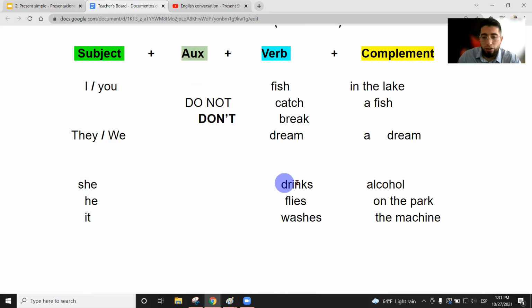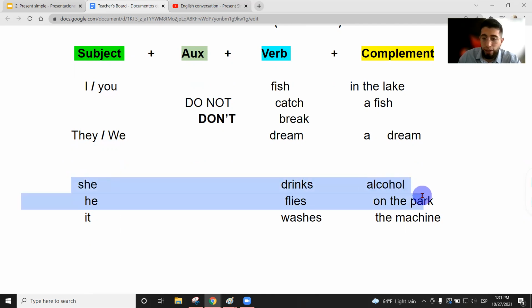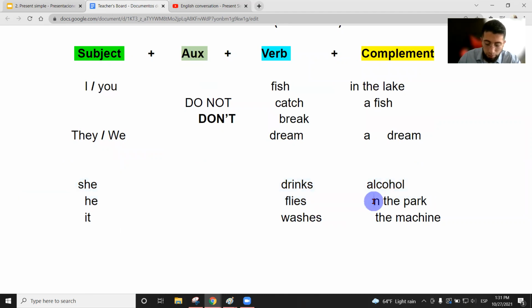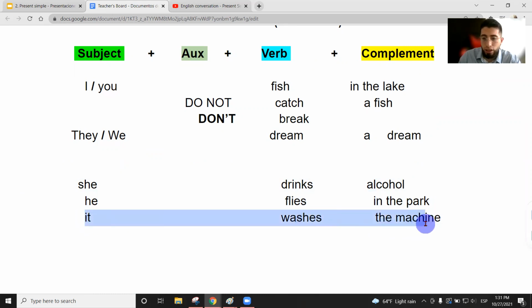And now, my friends, y ahora chicos, if you see, si ustedes ven, the verb is conjugated, el verbo está conjugado. Entonces, si decimos, she drinks alcohol, como que ella bebe alcohol. He flies, okay, in the park, right? Él vuela en el parque, right? He flies in the park. And it washes the machine. Y como esto lava la máquina. So, if you see, si ustedes ven, chicos, is the ending. Tiene los diferentes conjugaciones en tercera persona.